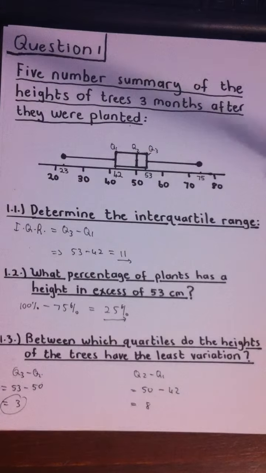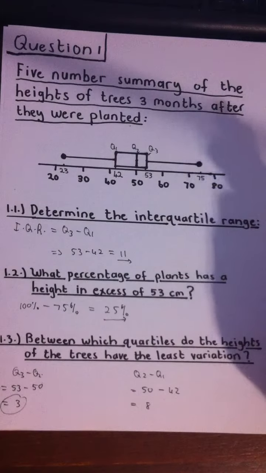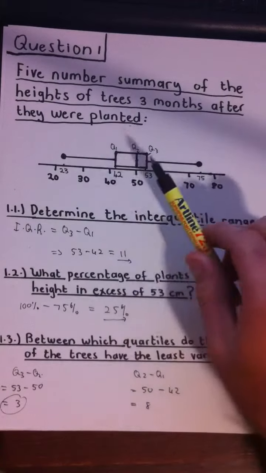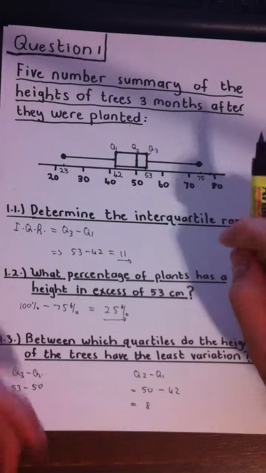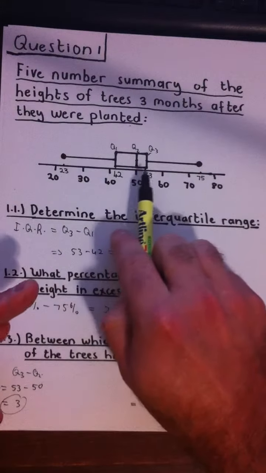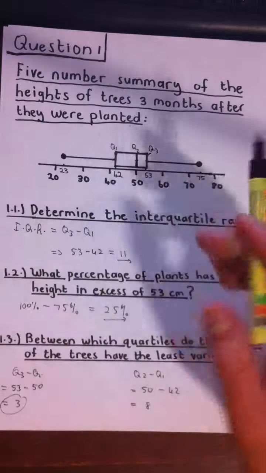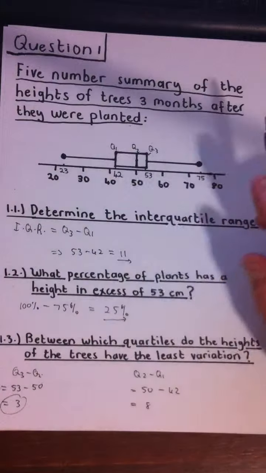When you're looking at least or greatest variation, you just check that there's a similar percentage of the values we're interested in, in this case the number of trees, and then we just check which box has the lowest distance between them, the smallest box. That's it for question 1.